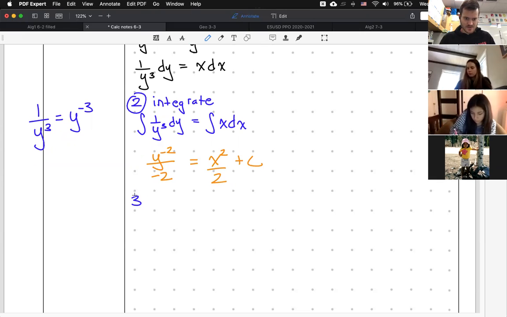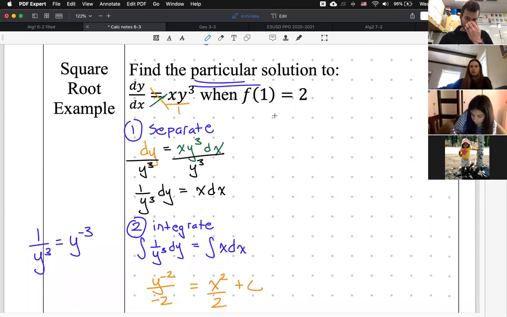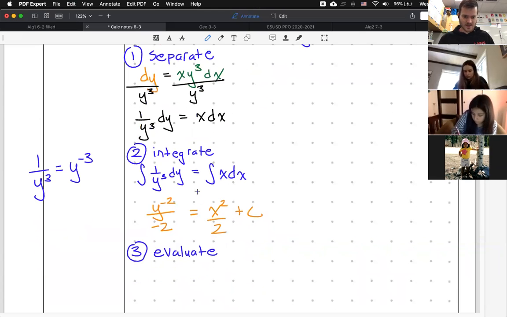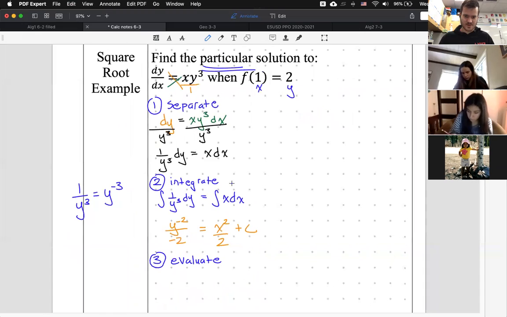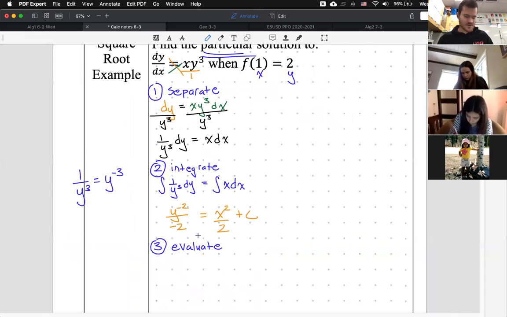Step number 3 is to do what, Fiona? Evaluate. It is evaluate. And Teflon, you can actually do this for us. I'll walk you through it. Evaluate is just a fancy way of saying plug in our initial conditions. Our initial condition up here is f of 1 is equal to 2, which means our x coordinate is 1, our y coordinate is 2. That means sub 1 in for x, sub 2 in for y. So in Andrea's equation right here, I want you to sub 1 in for x, 2 in for y. You can zoom out so you can still see that. Tell me what to write, Teflon.